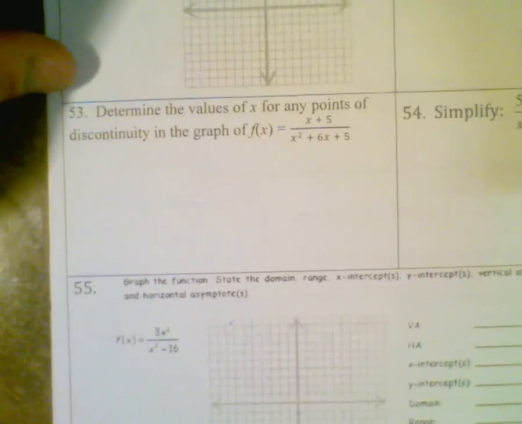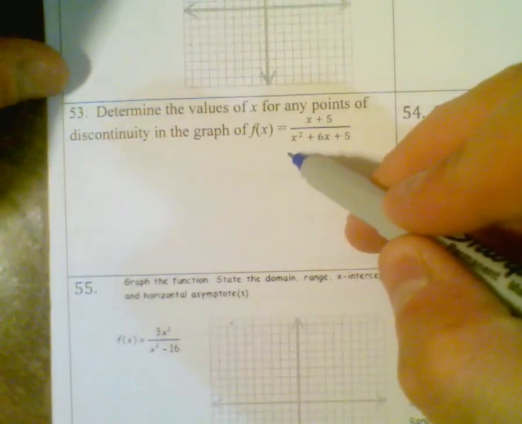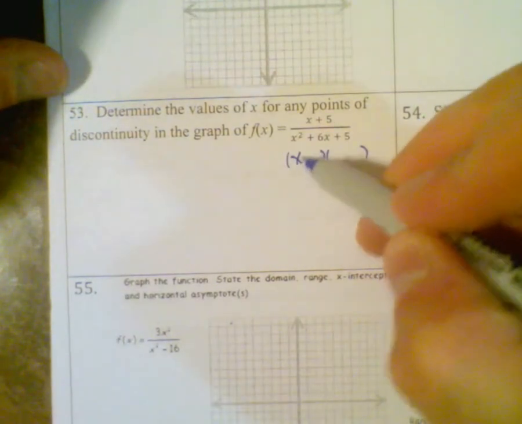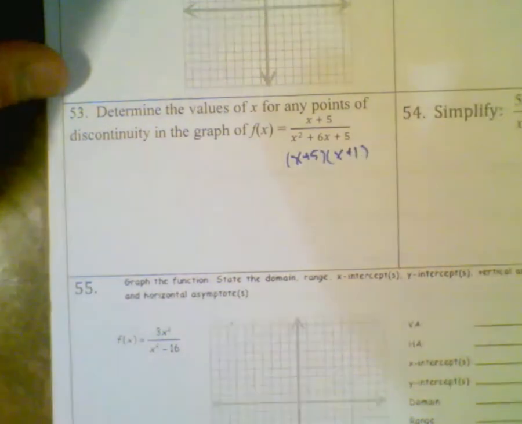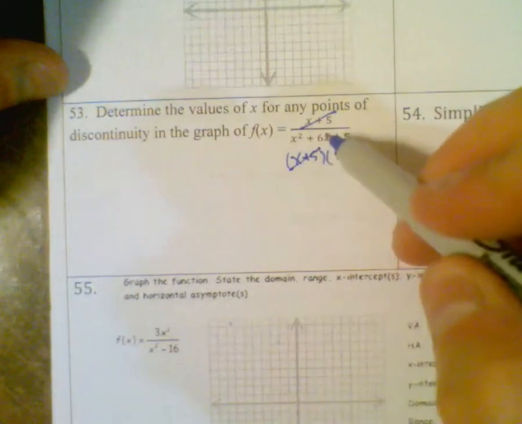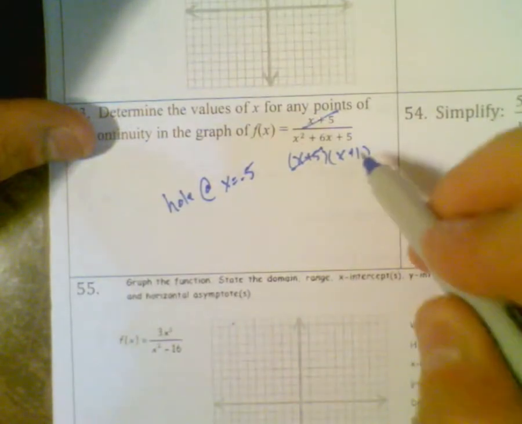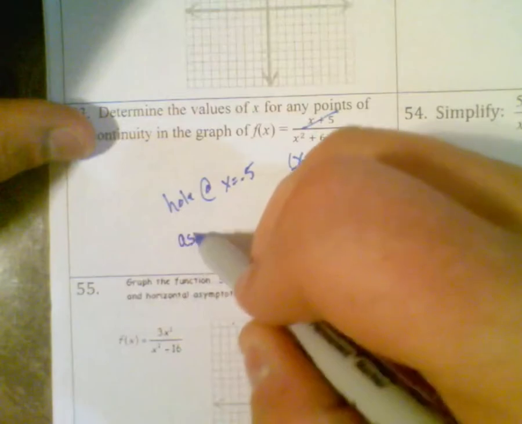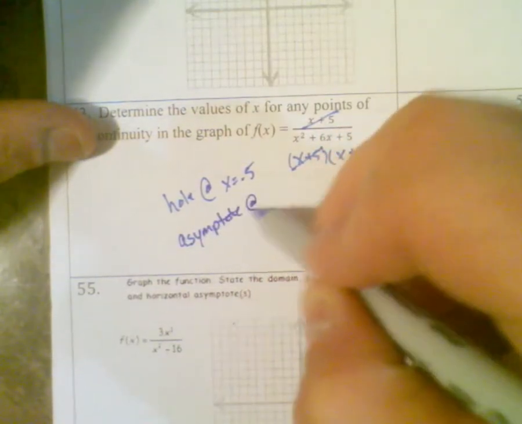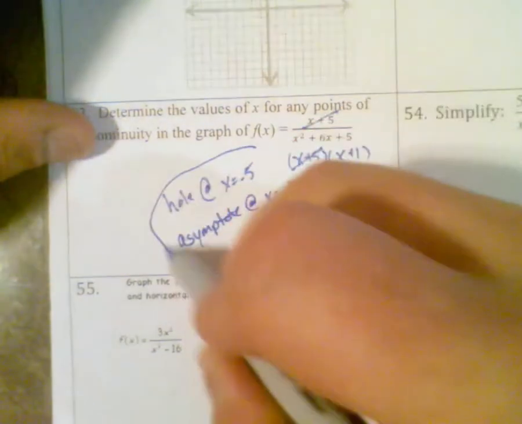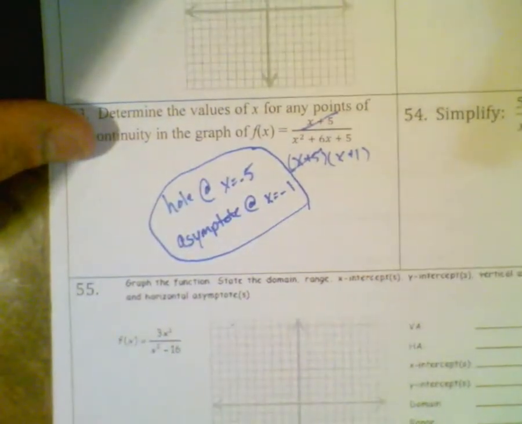Alright, more exponential growth and decay, XY chart, points of discontinuity. I can do that one fairly quick. So that's number 53. So you're going to have to factor the top and the bottom. X plus 5, X plus 1. Then you look for things that cancel, so that X plus 5 will cancel. Remember, when you have a factor that cancels, that's a hole. So a hole at X equals negative 5. And then that right there is my other point of discontinuity, so that's a negative 1. So that's an asymptote at X equals negative 1. So those are the points of discontinuity.